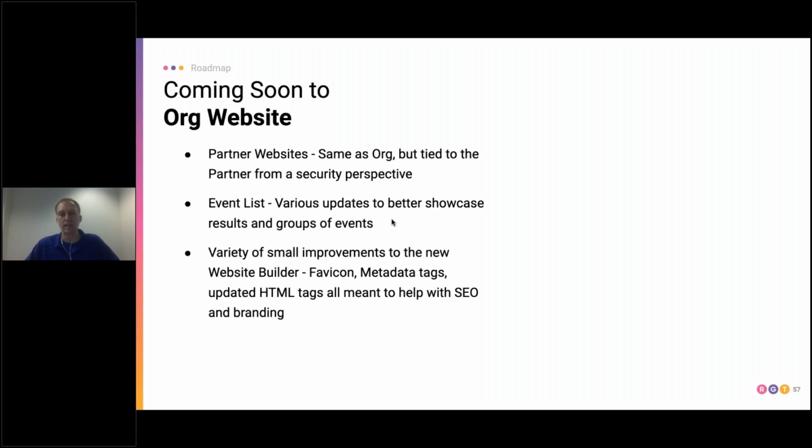And if you have any ideas of what you want that event list component to do, definitely let us know. We have some ideas already, but we're always welcome for feedback. The variety of improvements on the website builder, we're going to be adding a favicon option, so that when somebody bookmarks your organizational website, instead of just having the generic icon for the browser that they're on, they can actually have your branded logo.